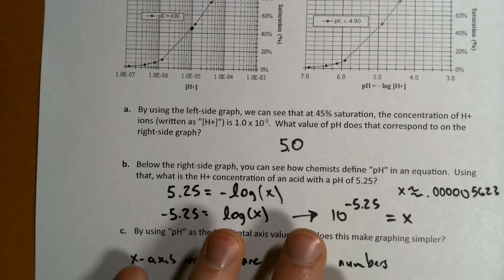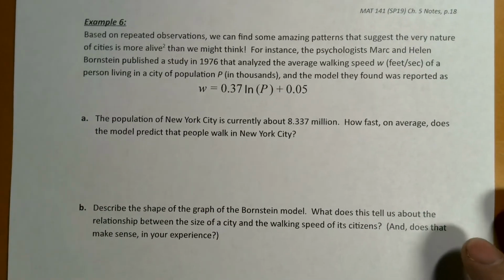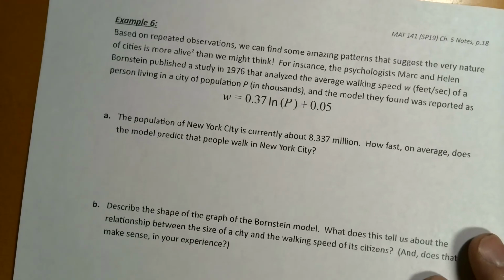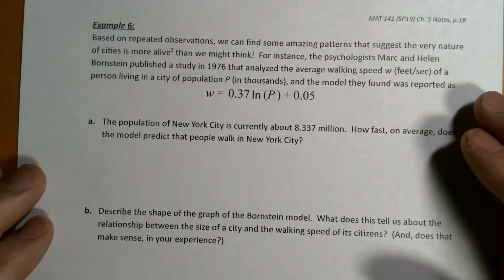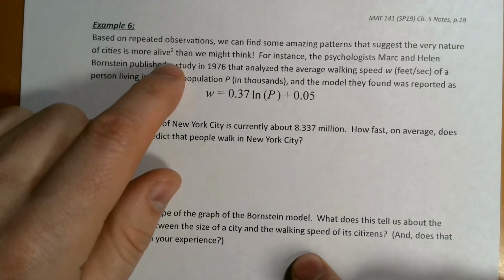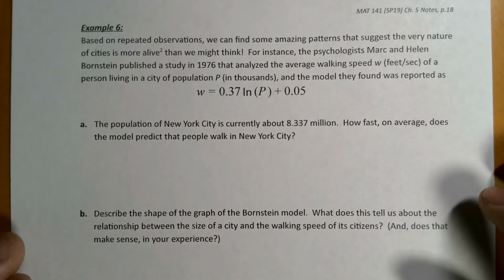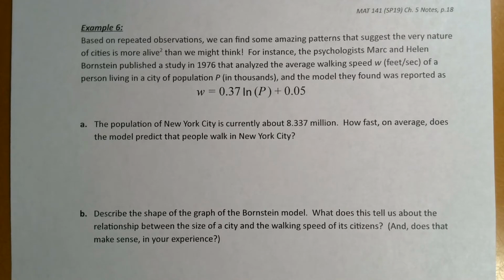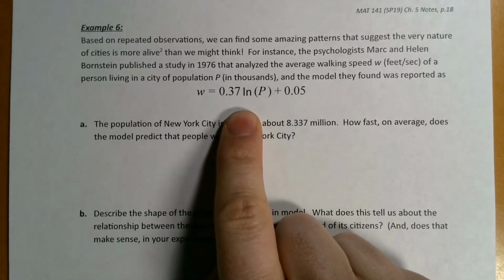Okay, so let's look at one last example here, and we'll be done with 5.3. So example 6 is kind of an interesting thing. Based on repeated observations, we can find some amazing patterns that show the very nature of cities as alive. There's a link down here where you can check out where this came from. So the psychologists Mark and Helen Bornstein, back in 1976, looked at the average walking speed of people living in cities of various populations, and they found that this would model how fast people walked.